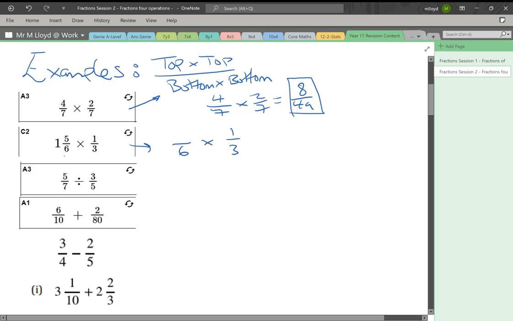So we do 1 times 6, which is 6, and then add the 5, which gives us 11. So that is 11/6. And then we can multiply across. So 11 times 1, 11, 6 times 3, 18, and we've got no common factors there.